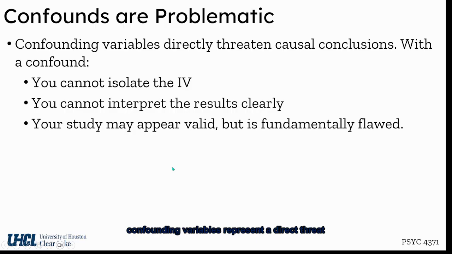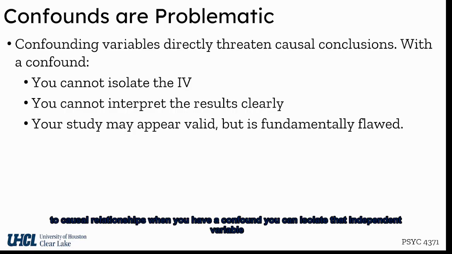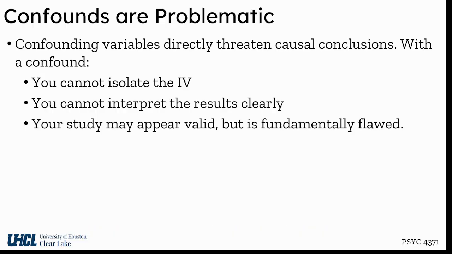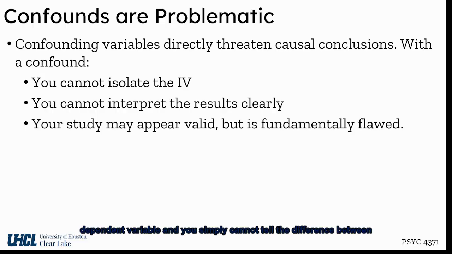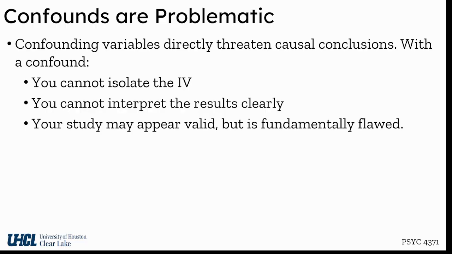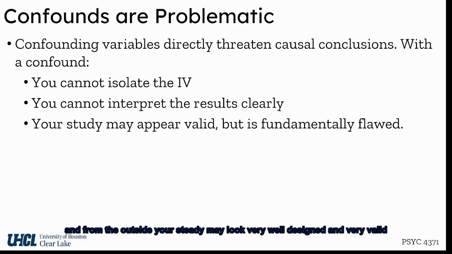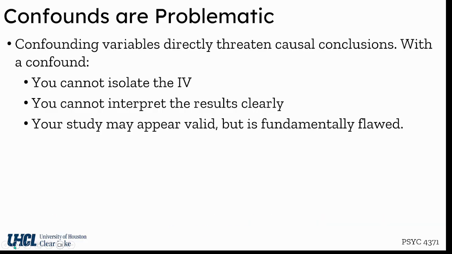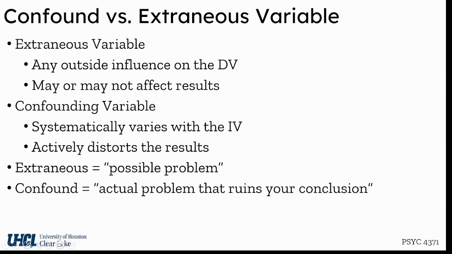Confounding variables represent a direct threat to causal relationships. When you have a confound, you cannot isolate that independent variable. There are other things out there that could be varying at the same time. They could be impacting your dependent variable, and you simply cannot tell the difference between the impacts of those different variables. That affects the ability to interpret your results clearly. And from the outside, your study may look very well designed and very valid, but because of that confounding variable, it is fundamentally flawed, and that impacts your ability to determine a causal relationship.